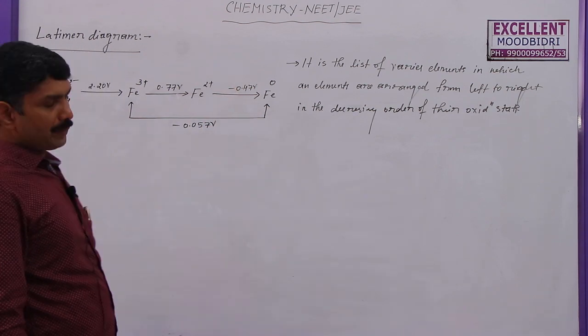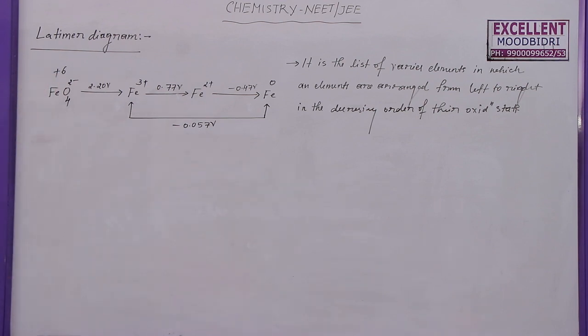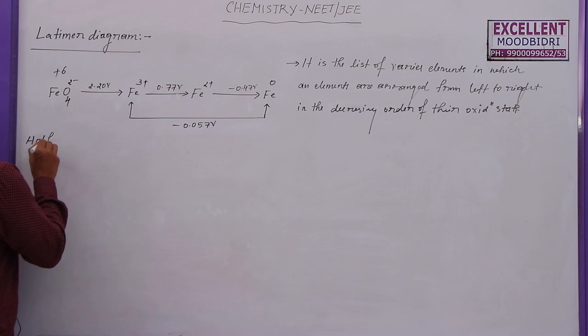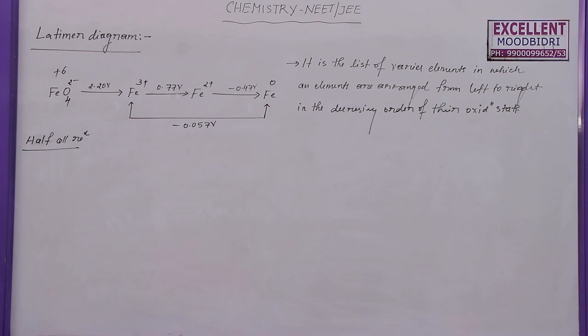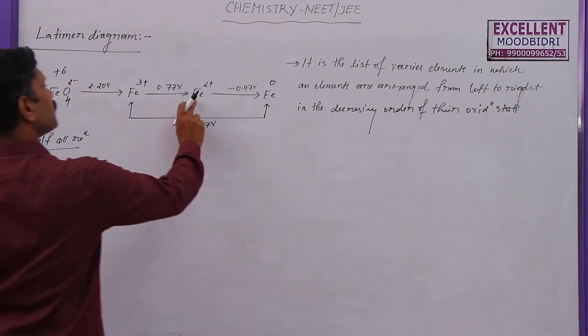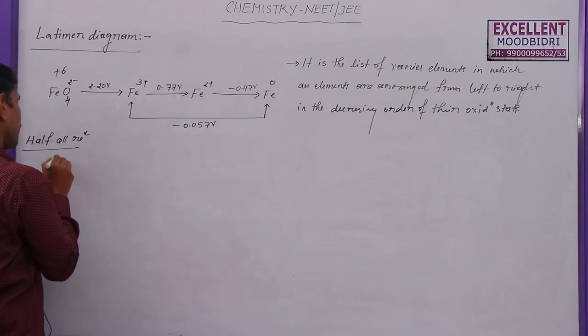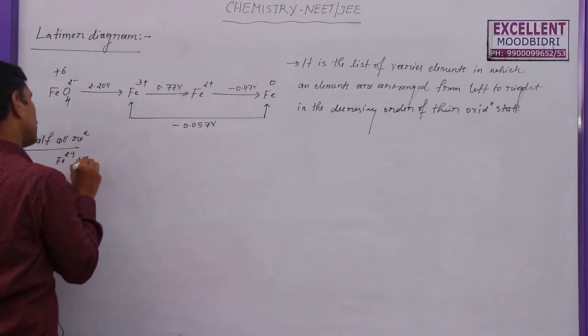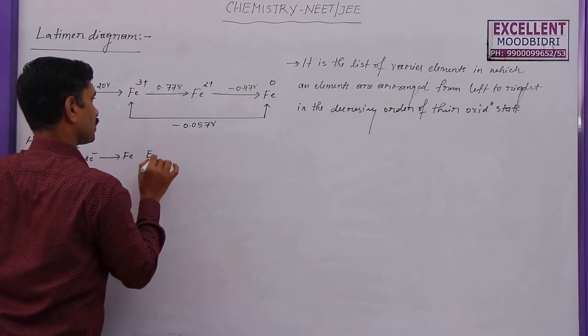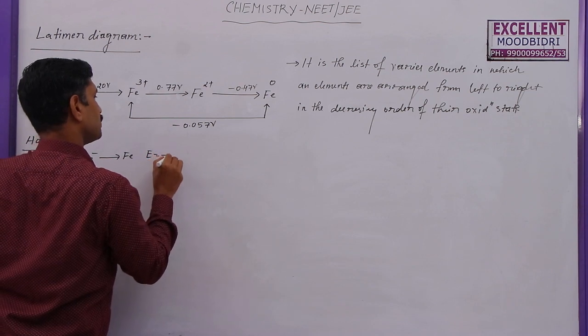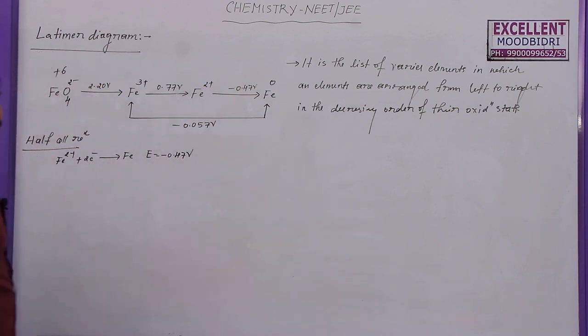So first of all I can write the reactions, whatever the electrode reactions. So write the half cell reactions. First, Fe2 plus to Fe0: Fe2 plus plus 2 electrons form Fe. The standard electrode reduction potential here is equal to minus 0.47 volt.